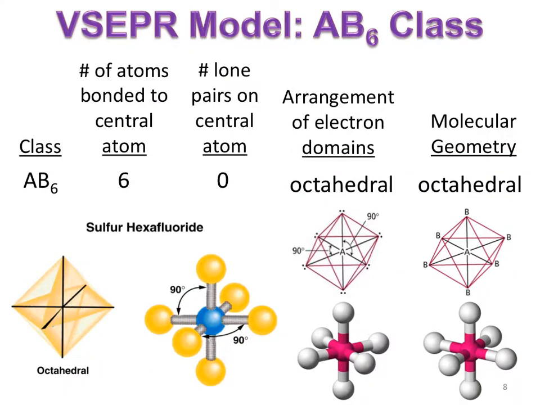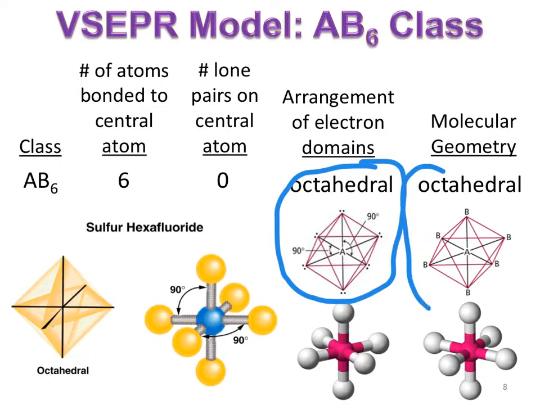Our final major class is the AB6 class, 6 bonded atoms. The arrangement is octahedral. Sounds like a bit of a misnomer because we have 6 atoms, and octa means 8. The reason why it's called octahedral is because it has 8 faces, 4 on the top and 4 on the bottom. The molecular geometry is also octahedral, and all the bond angles are 90 degrees. Our example is sulfur hexafluoride. Here we can see the bond angles are 90 degrees.